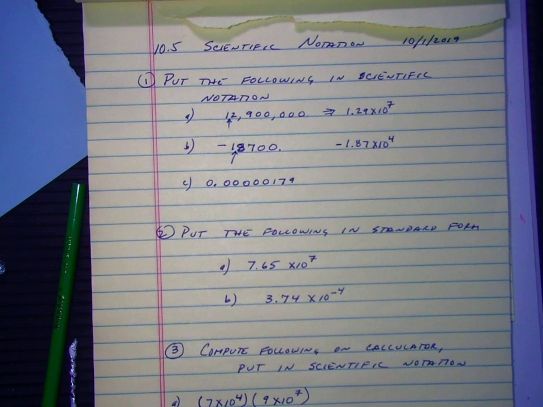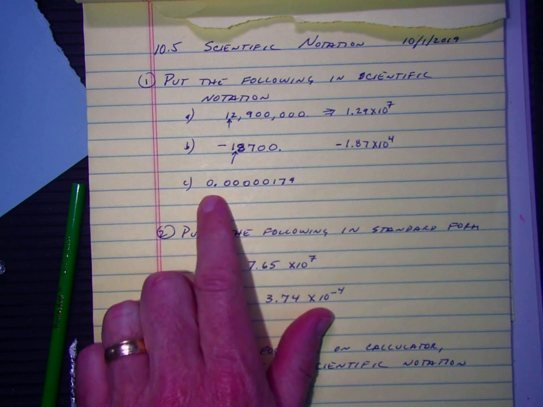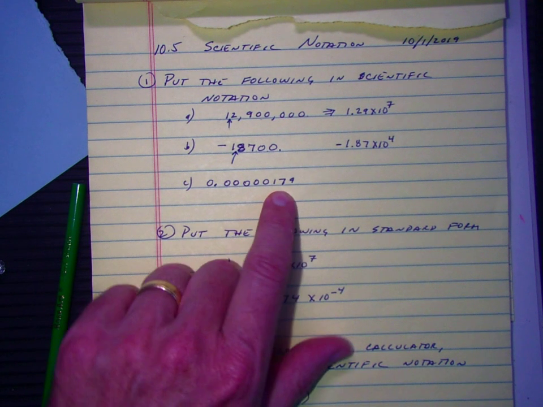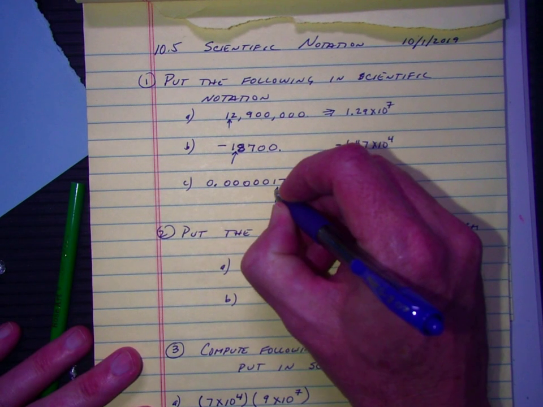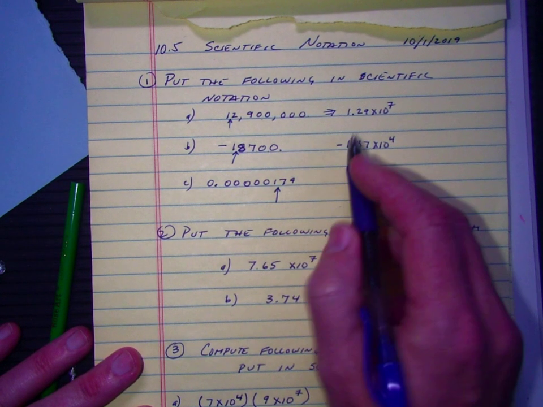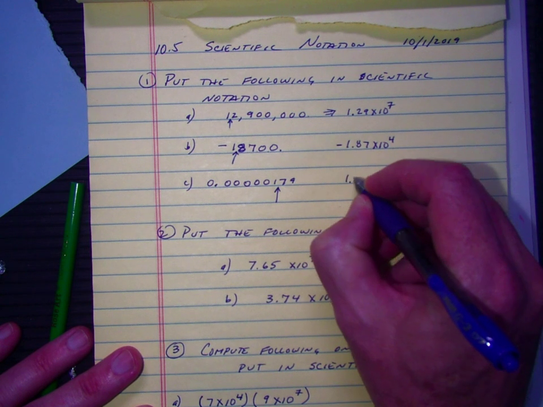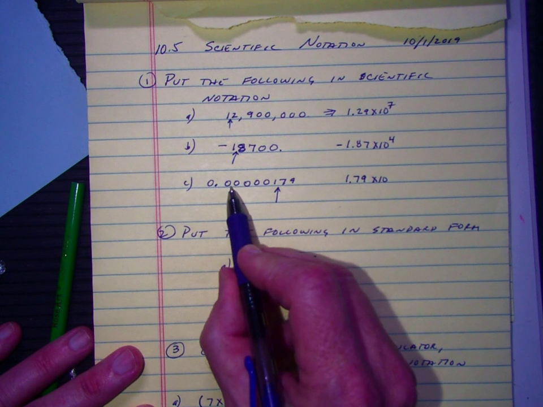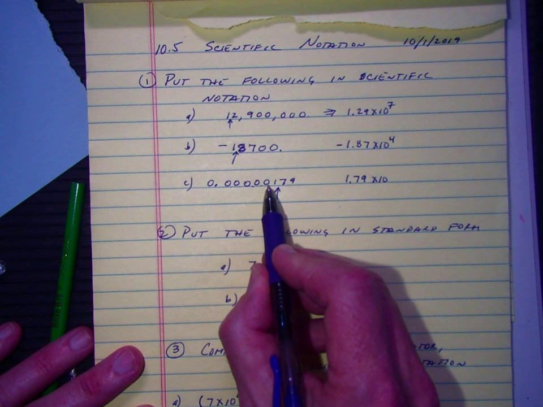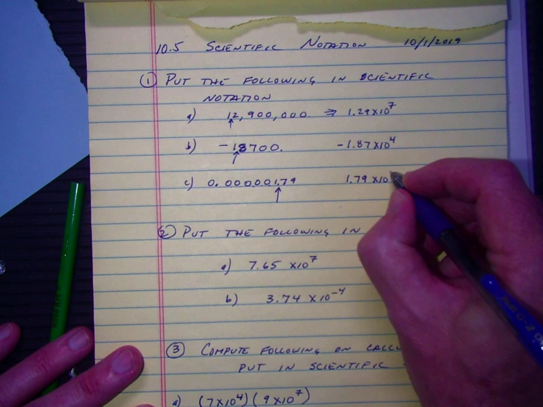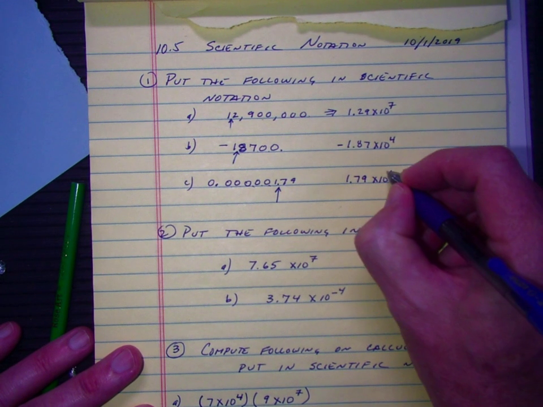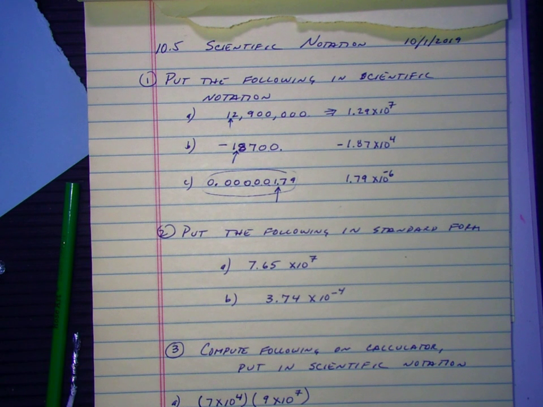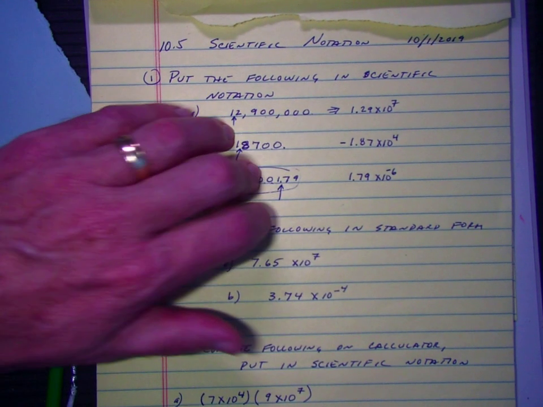So this number is less than 1. That should tell us that the exponent is going to be negative. This is where I have to place it, between the 1 and the 7. Sorry, all these started with a 1. So 1.79 times 10. Now we have to count how many spots we're moving it. Well, 1, 2, 3, 4, 5, 6. But it's not going to be positive 6. It's going to be negative 6. Why? Because this value is less than 1. So that's putting it from standard to scientific.